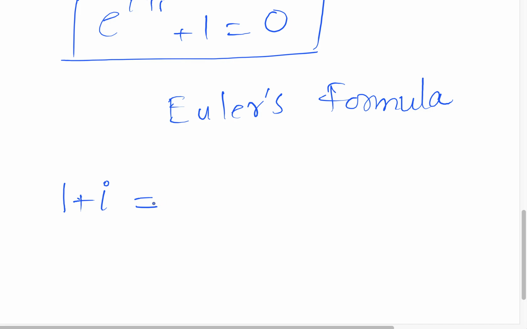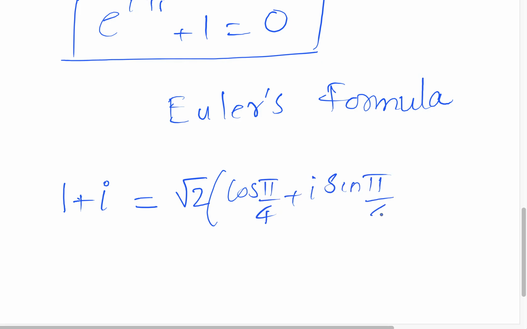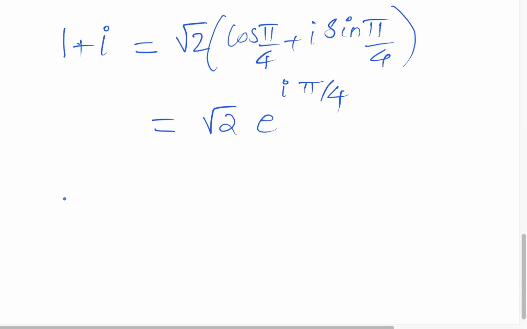So 1 plus i, modulus is root 2. Now you can use your calculator, so I'm going to assume you will be able to validate what I am writing as the answers. In the polar form it can be written as this, and in the Euler's form it can be written as this. Correct? Let's write down another number, 3 minus 4i.